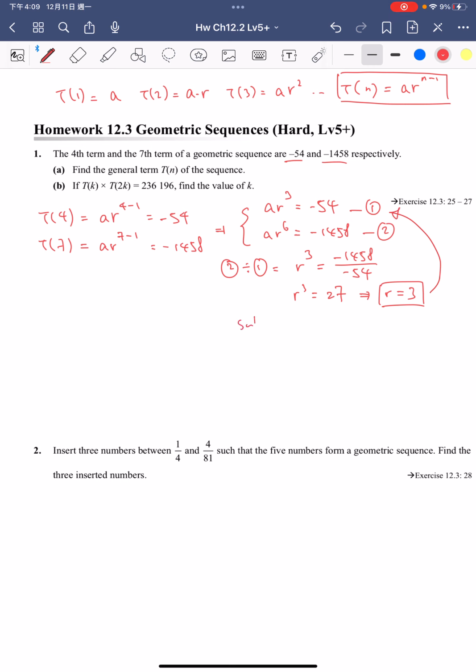So now we got the ratio, which means that we can substitute back into the first equation. We substitute r equal to 3 into the first equation, then we can say a times 3 to the power of 3 is equal to negative 54, so that a is equal to negative 54 divided by 27, and then you get negative 2. Which means that the general term is ar to the power of n minus 1, which is equal to negative 2 times 3 to the power of n minus 1. So that's for the first part.